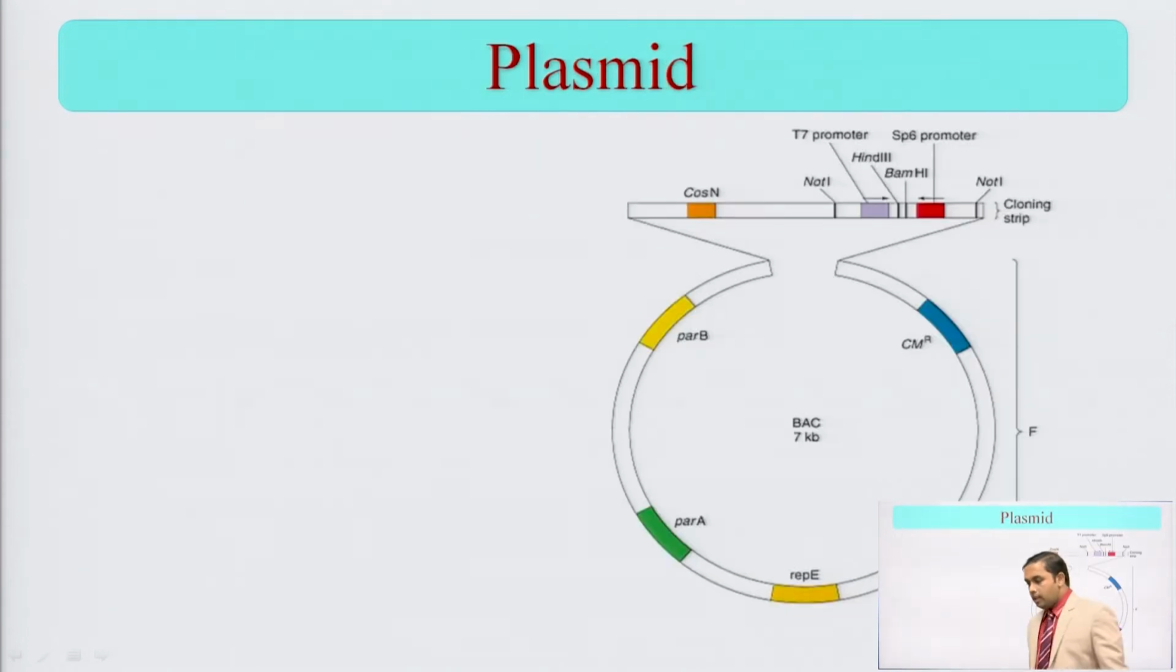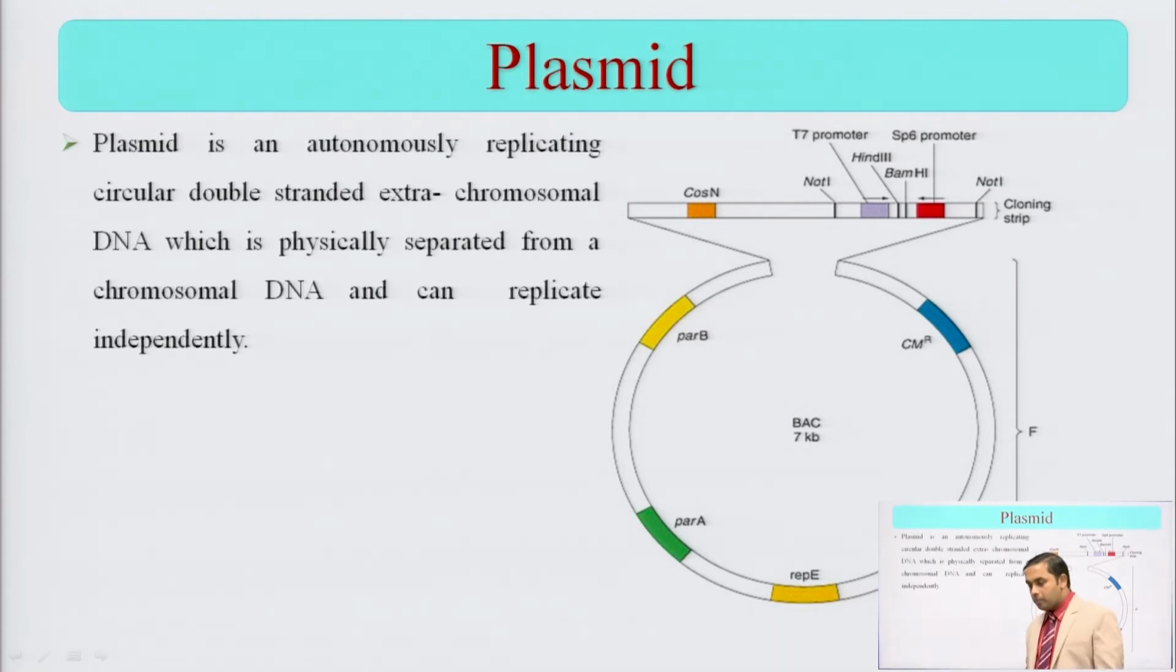First of all, what is a plasmid and how can you use a plasmid as a vector? A plasmid is an autonomously replicating circular double stranded extrachromosomal DNA, which is physically separated from the chromosomal DNA and can replicate independently. Let me tell you one very interesting story from recent times. I hope many of you have heard about the mRNA vaccine for SARS-CoV-2 coronavirus. Do you know about a great scientist called Kate Broderick? She was working on the SARS-CoV-2 coronavirus vaccine.